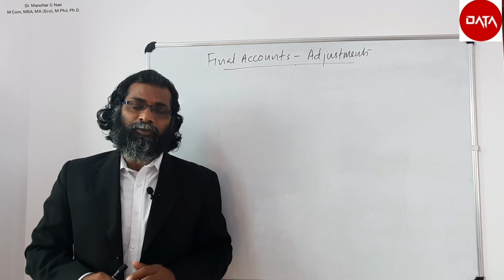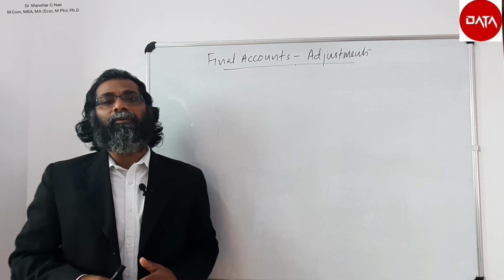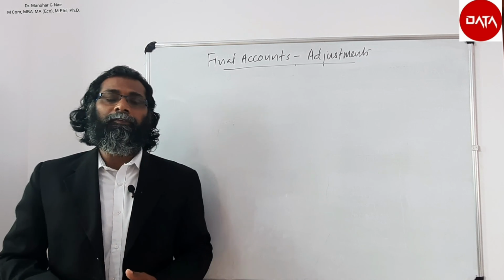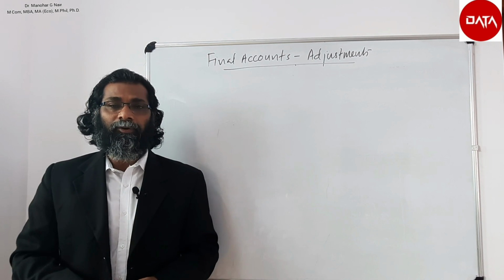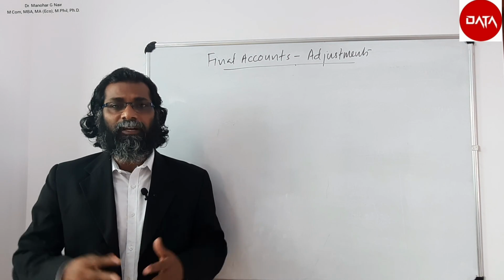The remaining adjustments are bad debt, provision for bad debt, provision for discount on debtors, provision for creditors. All that we will be discussing in the next video. Hope this is clear. After completing all these adjustments, let us work out a problem.